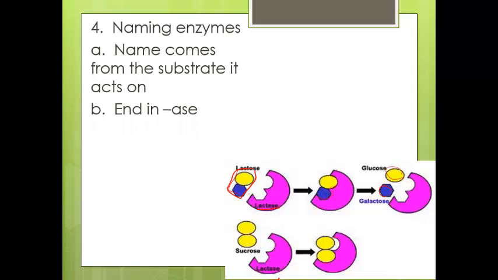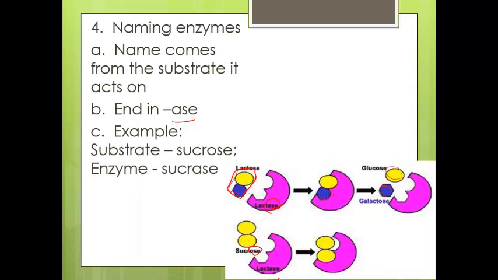It can get very confusing with the OSE and the ASE, but remember, OSE endings are normally what we hear with a lot of our carbohydrates. The ASE ending is what you're going to see with your enzymes. So we have lactase, and you have sucrase, which is what breaks sucrose apart. And we have that example here. If the substrate is sucrose, then the enzyme name is going to be sucrase. So they're going to have kind of the same root word, and you're just going to be changing the ending to ASE.